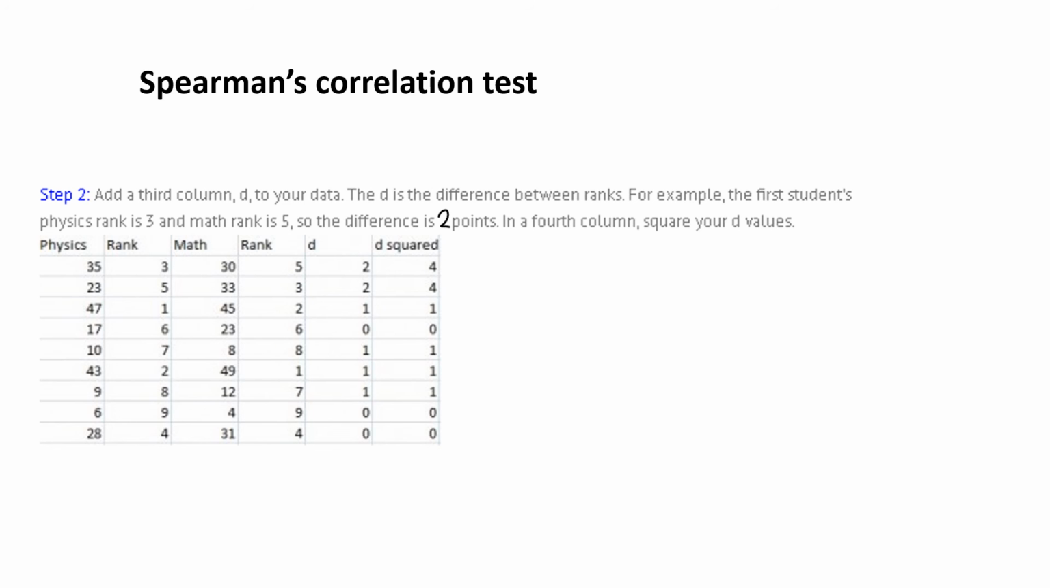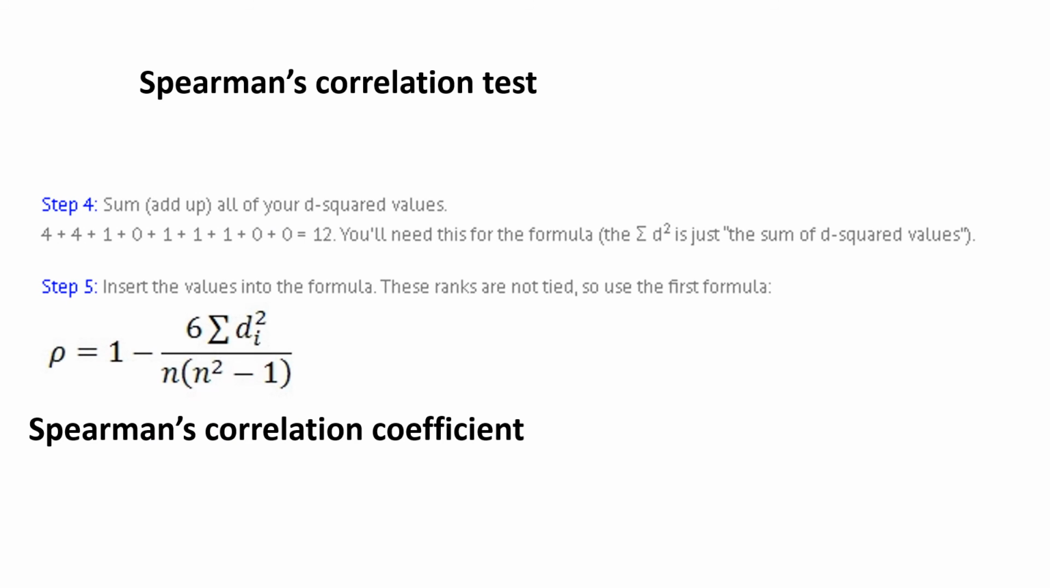And the fourth column, please add D squared. That is a square of the difference. Difference is 2 means D squared will be 4. Difference is 1 means D squared will be 1. Difference is 0 means D squared will be 0. Now step 4. Add up all the D squared values: 4 plus 4 plus 1 plus 0 plus 1 plus 1 plus 1 plus 0 plus 0. We are adding up all the D squared values. You got 12. You will need this for the formula.